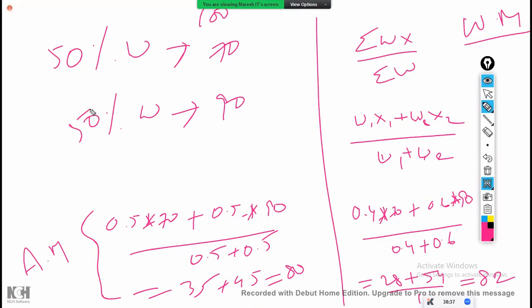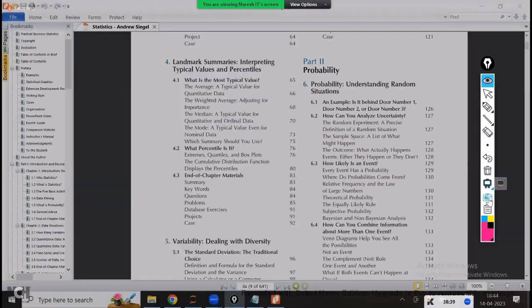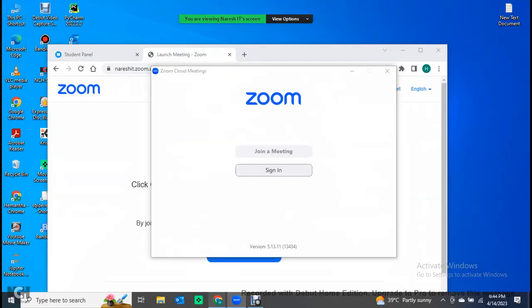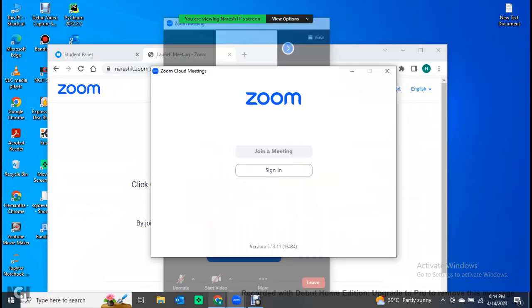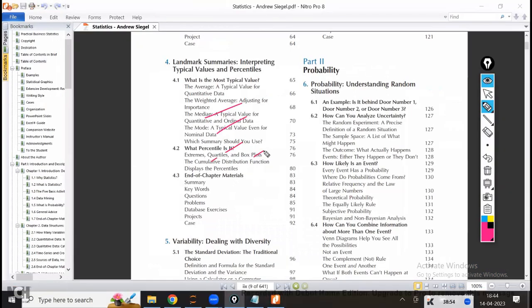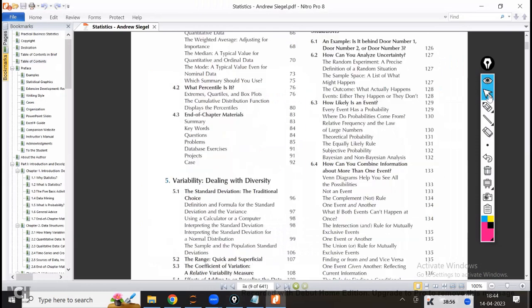Right? Is that clear? So next, that is the weighted average and median. Median is completed, mode is completed. Next, percentiles. I have told you what is meant by percentile, quartiles, box plot. Right? Next concept is variability.